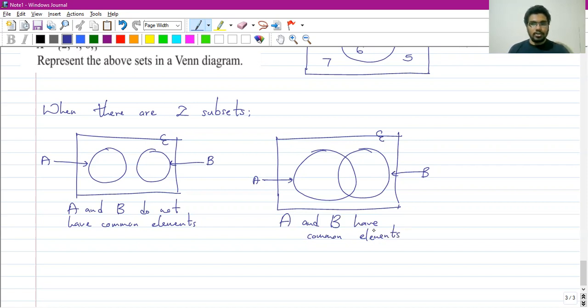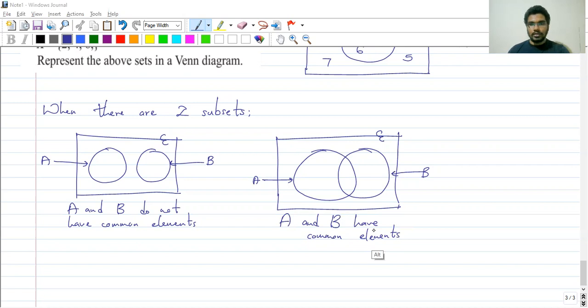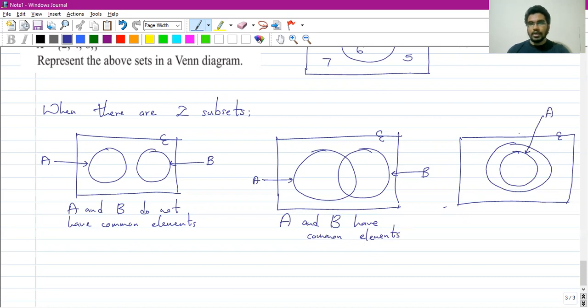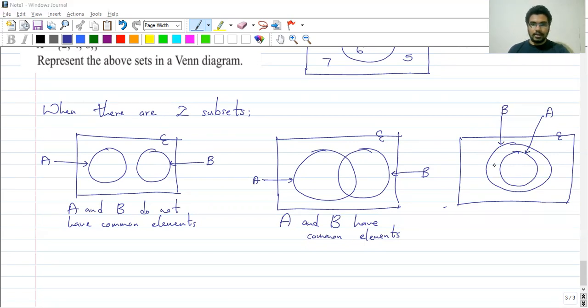Yes. So shall we move to another instance? There may be some instances like this. This is the universal set, and we can take a small circle and a large circle. If I take the inside one as A and the outside one as B, what can we say?